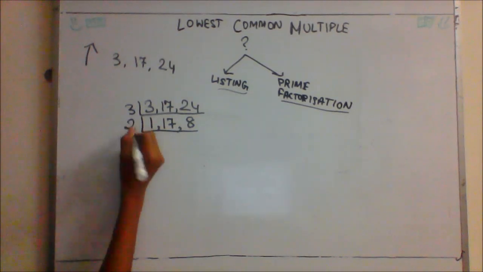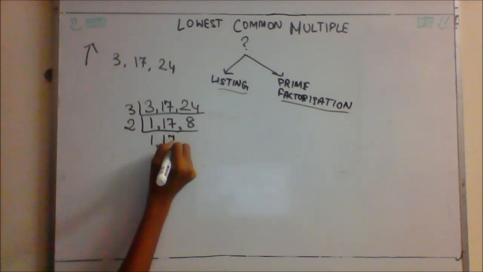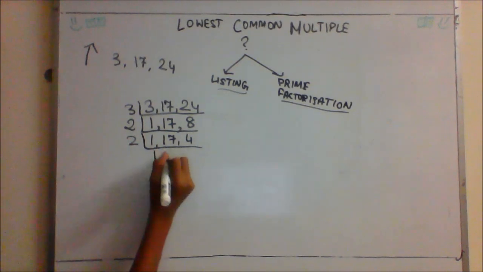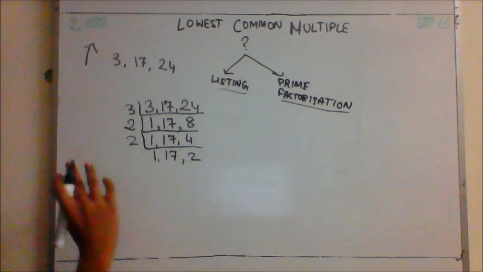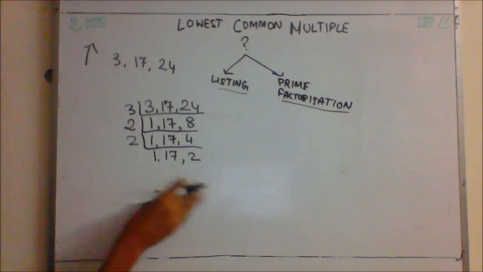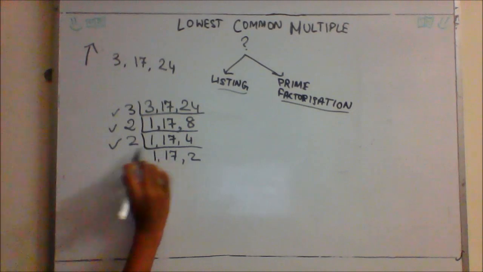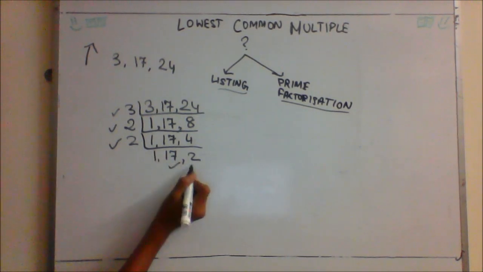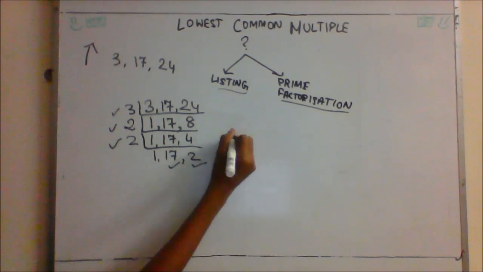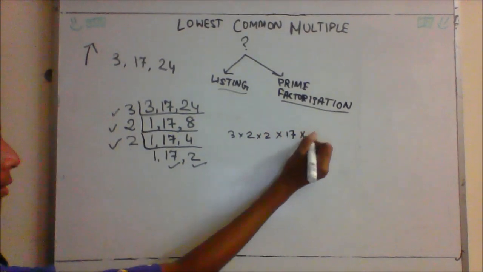Now we can do by 2 because 8 is divisible by 2. We keep one as such, 17 and 4. Again 2. 1, 17, 2. After this, I don't think we have to factorize more because all we've got here is prime numbers and a 1. So 3 is prime, 2 is prime, 2 is prime. Ignore the 1. 17 is prime and 2 is again prime. So the answer in this case will be 3 into 2 into 2 into 17 into 2.